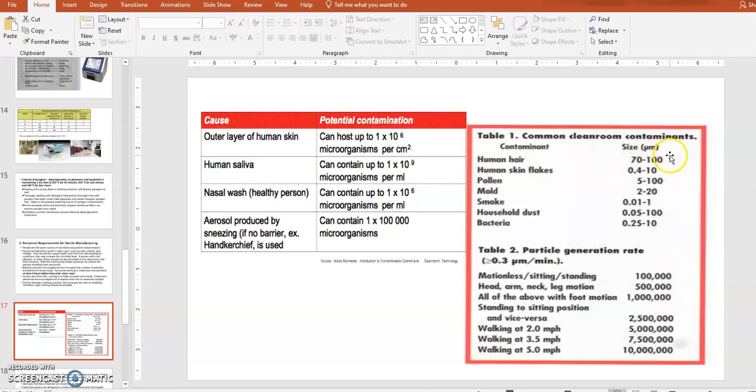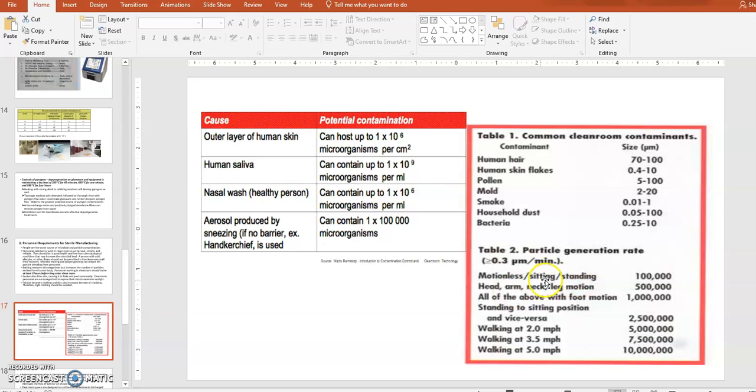So your human hair again could be one of the main contaminants. Human skin flakes, these are the size of those particles. Pollens, mold, smoke. If you are smoking, it's not good either. And household dust, bacteria.